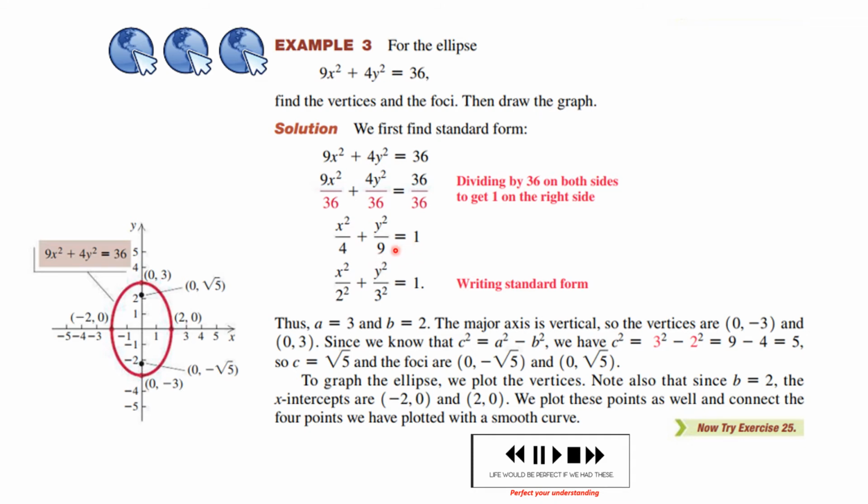Now it's in standard form, but now I know the bigger number is under the y, so it's going to be egg-shaped this way. I know that the y is going to go from -3 to +3, and the x is going to go from -2 to +2. And we wanted to know the foci, so we can solve this equation. c squared equals a squared minus b squared, and we find out that c is the square root of 5, and the foci are at (0, minus square root of 5) and (0, plus the square root of 5).